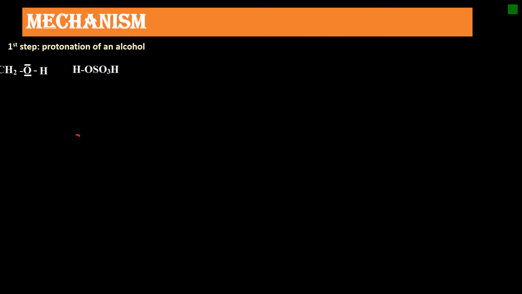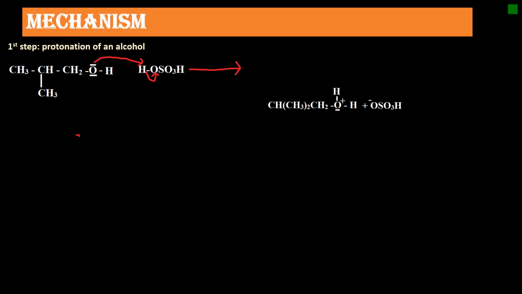Let us have the mechanism. The first step is the protonation of an alcohol. The strong acid donates a proton to the alcohol, forming an oxonium ion and hydrogen sulfate ion.